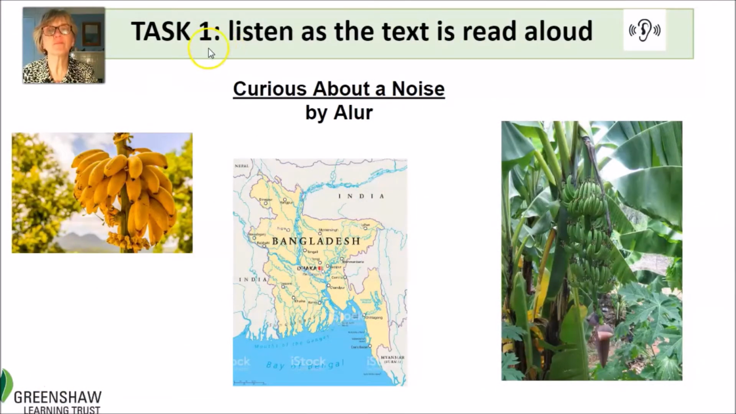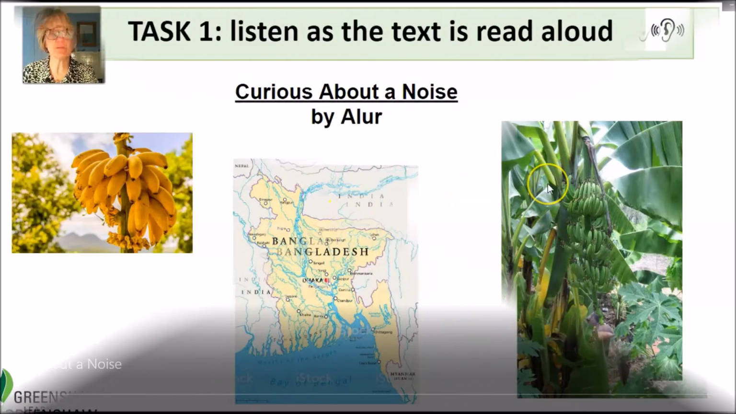Task 1. Listen as the text is read aloud. I'm going to read a text to you called Curious About a Noise. Some of the pictures here give you a clue to what the story is about. There's some bananas. We have a map of Bangladesh here, and here's a banana tree.